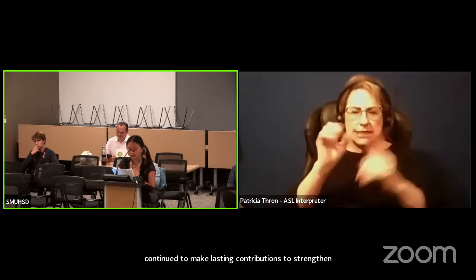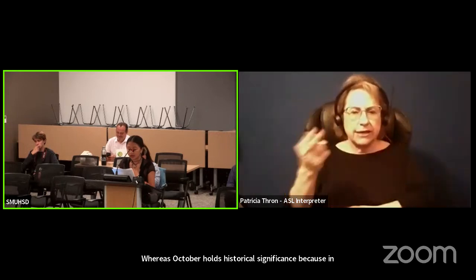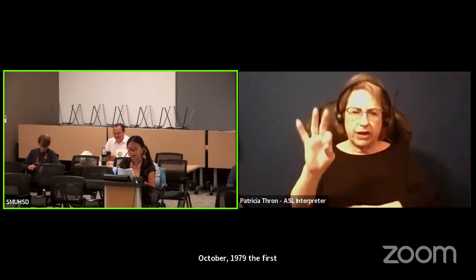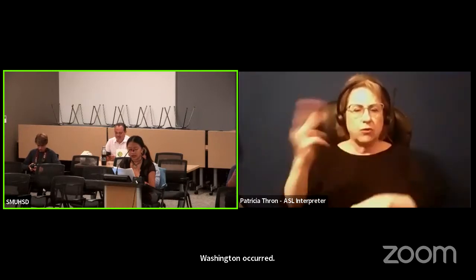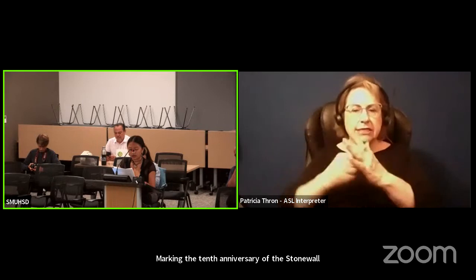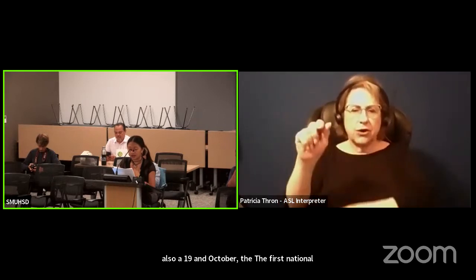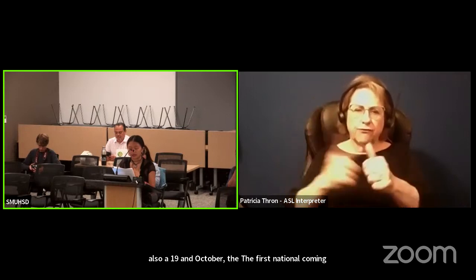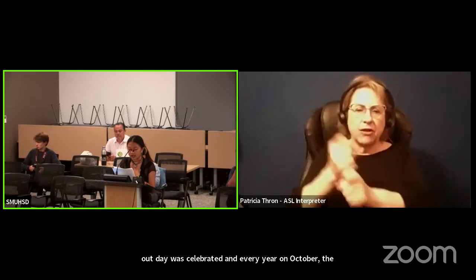Whereas October holds historical significance because in October 1979, the first LGBT National March on Washington occurred, marking the 10th anniversary of the Stonewall riots, and also in October 1988, the first National Coming Out Day was celebrated, and every year on October 11th, National Coming Out Day, an annual LGBT Awareness Day, is observed.